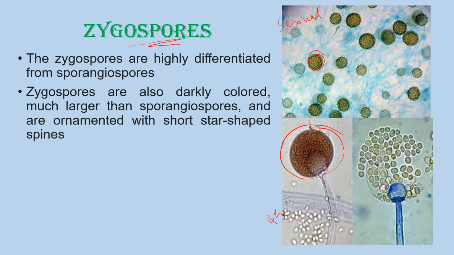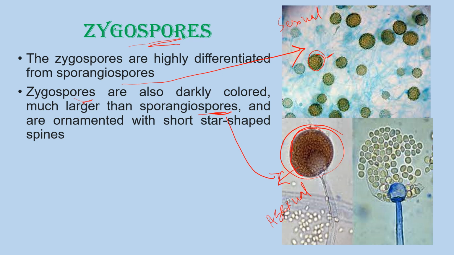It is produced by sexual reproduction. All these spores are produced from the sporangium. This is the sporangiospore, and this is how the zygospore looks. We see that the wall of the sporangiospore is much smaller, and this wall is also more smooth.